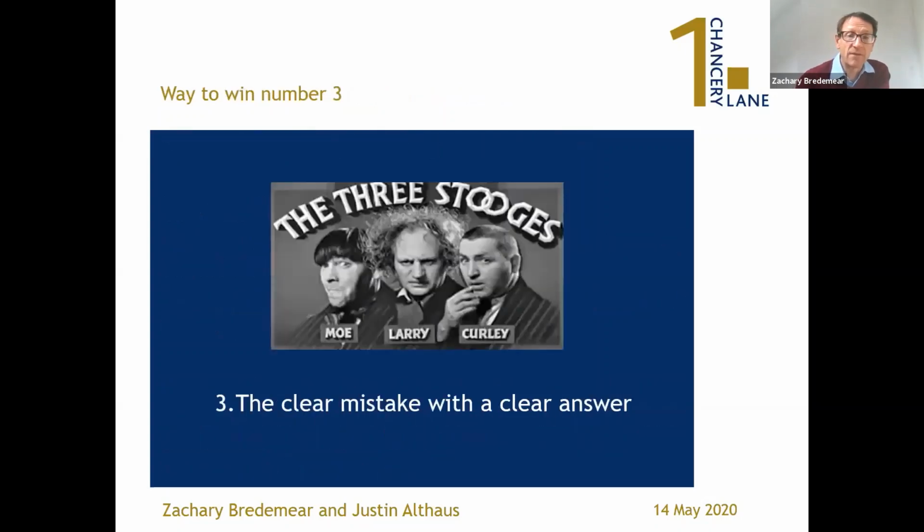So this is my third way of winning a case, the clear mistake with a clear answer. And my illustration for that, for my number 3 point, are the Three Stooges, who made many, many clear mistakes in the course of their movies. As I told my colleague Justin when we did this morning, there's a very charming video on YouTube of the Three Stooges genuinely injuring themselves by making clear mistakes in the course of their buffoonery.